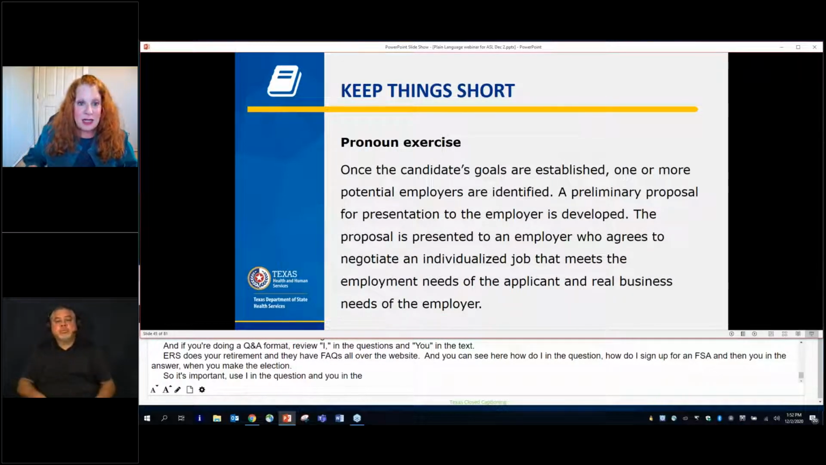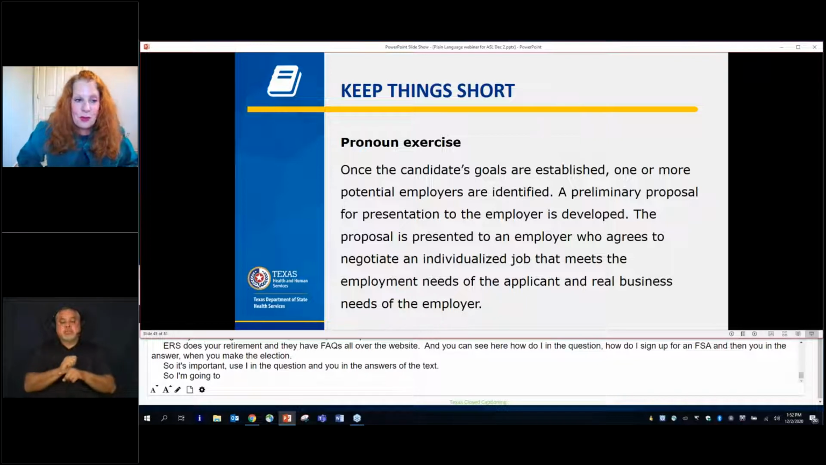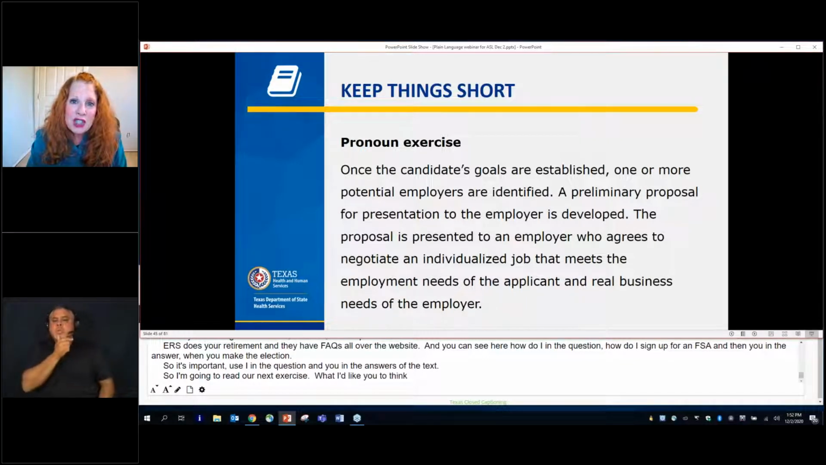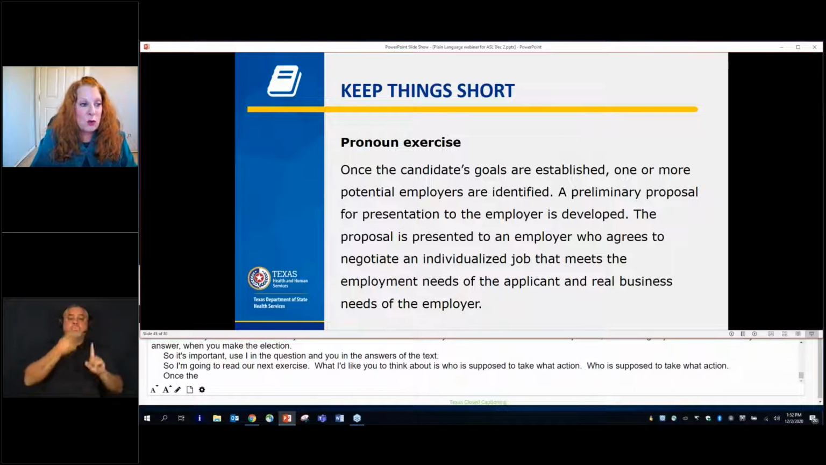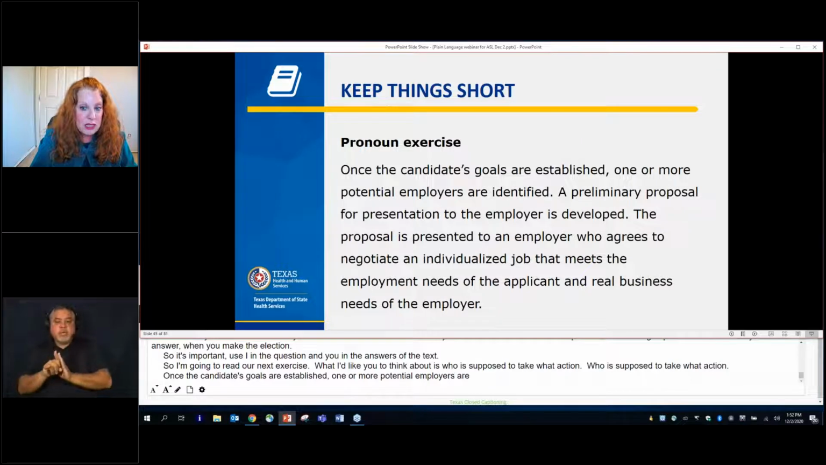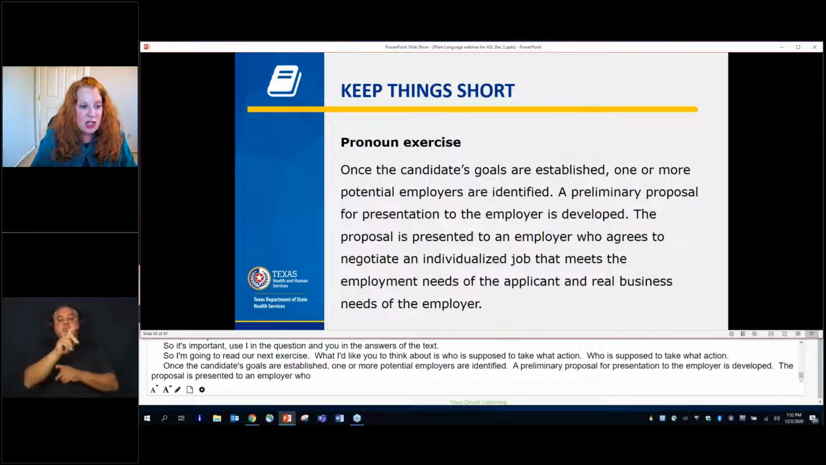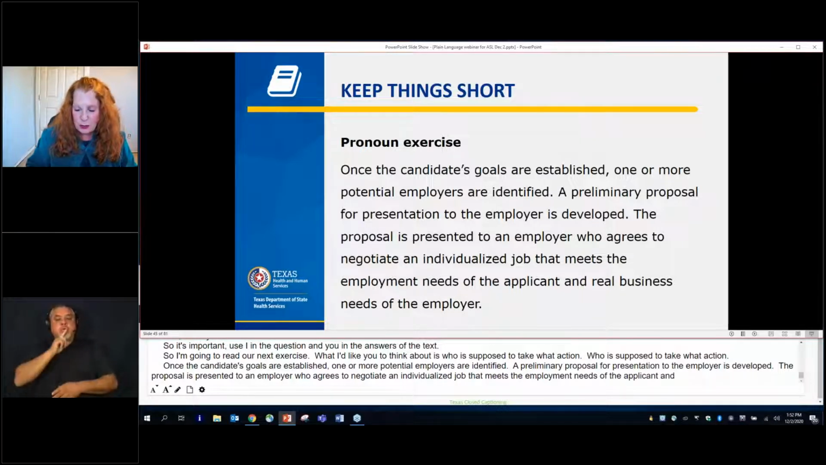All right, so I'm going to read our next exercise. And what I'd like you to think about is who is supposed to take what action? Who's supposed to take what action? Once the candidate's goals are established, one or more potential employers are identified. A preliminary proposal for presentation to the employer is developed. The proposal is presented to an employer who agrees to negotiate an individualized job that meets the employment needs of the applicant and real business needs of the employer.